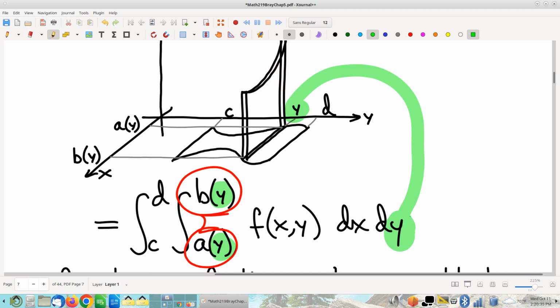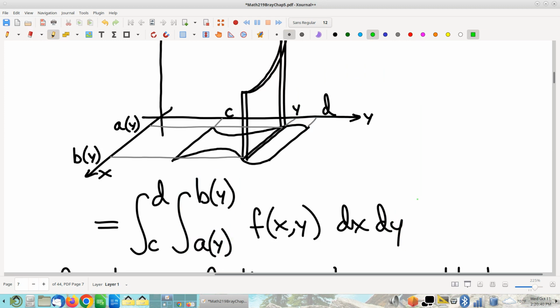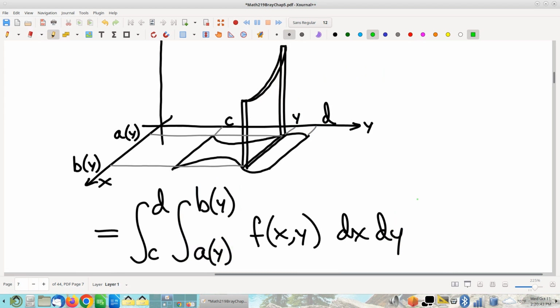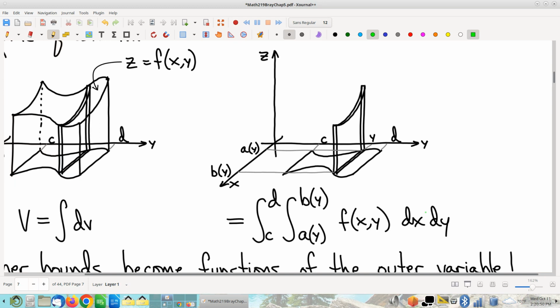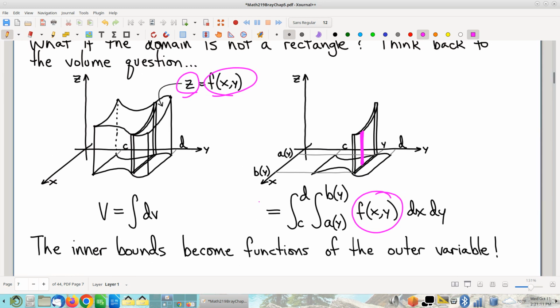Now, how we go about figuring out those functions, we've got a process, but the first thing I want to observe is what we need in the picture to actually answer this question. And the good news is we don't have to draw this ugly three-dimensional picture. What's my integrand? My integrand is the height here. The height is going to be whatever the integrand is from the resulting double integral.